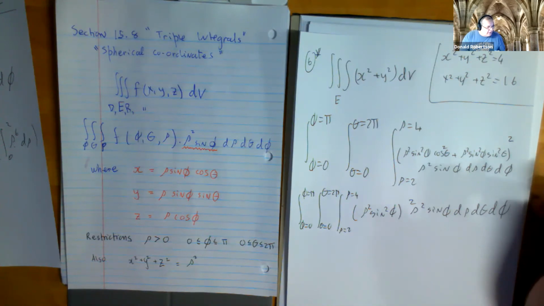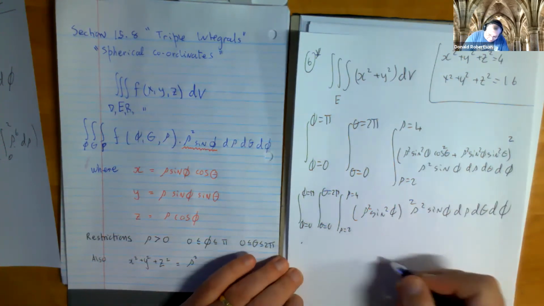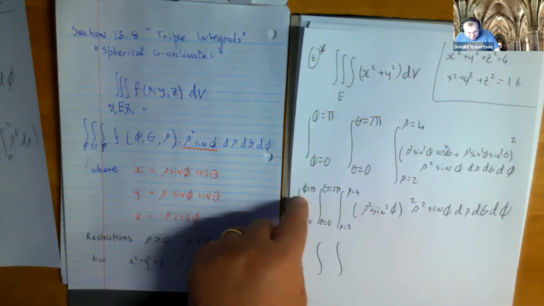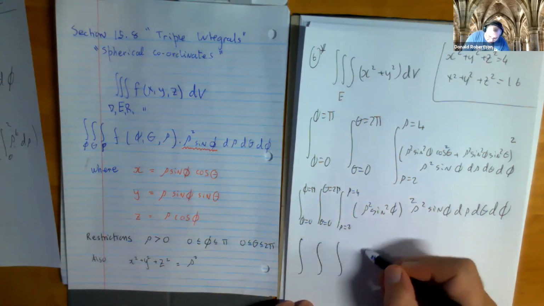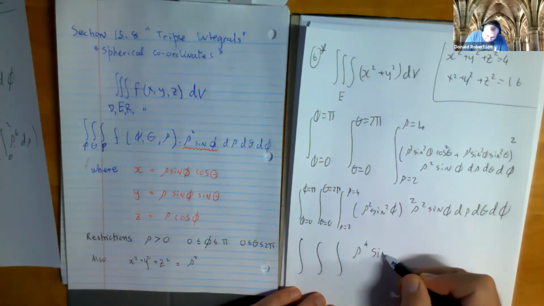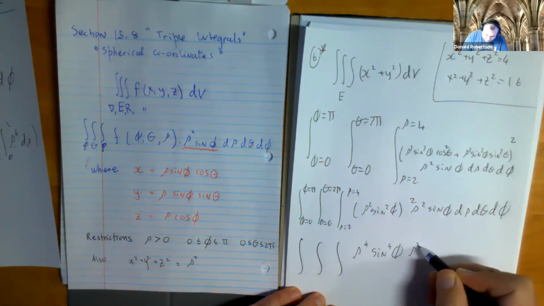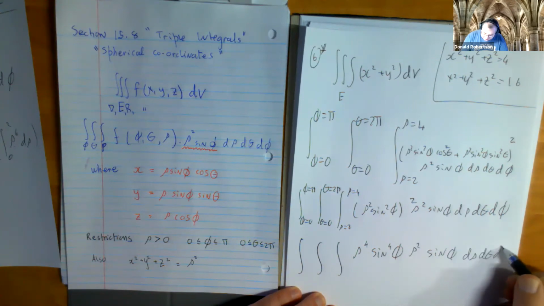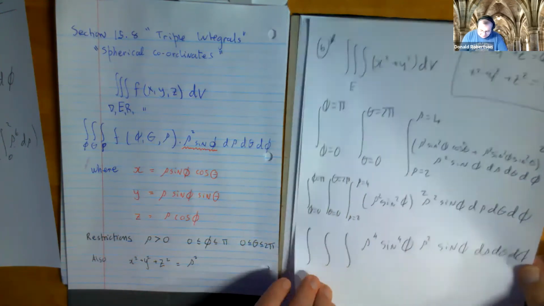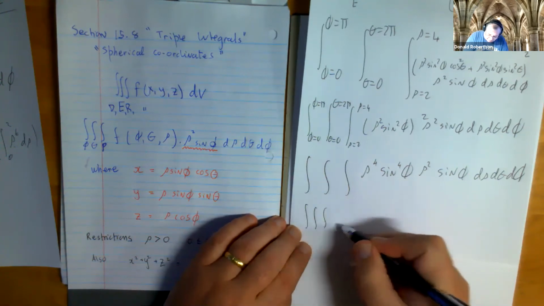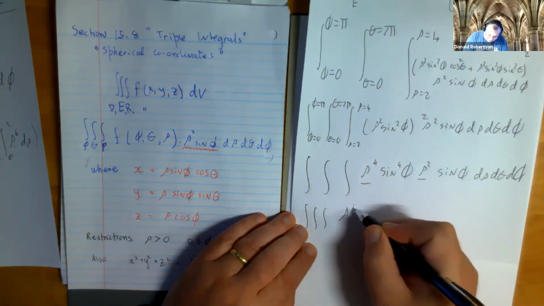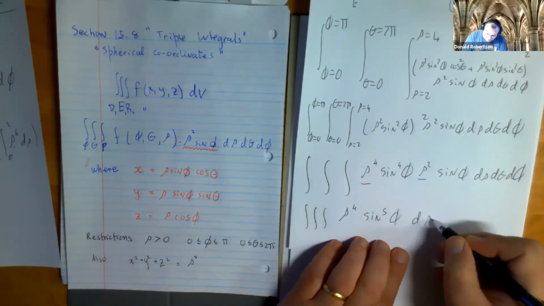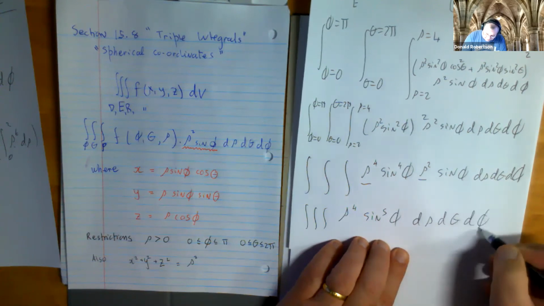You still with me? Okay. I'll just be lazy. That is actually them. I just don't want to write them all the time. This guy is 4 of them, 4 of them, 2 of them, 1 of them, d rho, d theta, d phi. That becomes 6 of those, 5 of those, d rho, d theta, d phi.